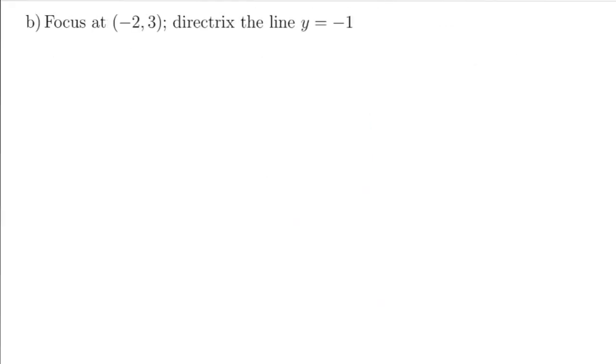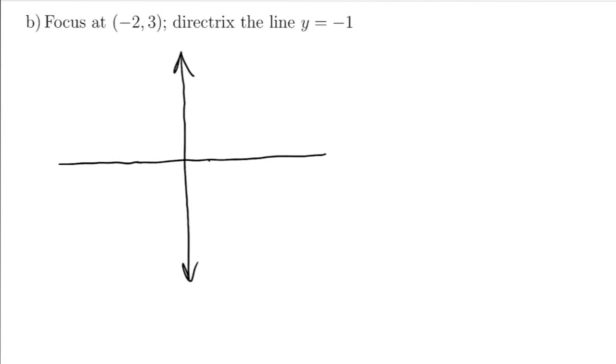So this time, instead of being given the focus and the vertex, we're just given the focus and the directrix. So let's see if we can use this information to find the equation for this parabola. So let me draw my y-axis here. Let me draw my x-axis here. And I'll go ahead and draw the line y equals -1. That's just 1 down here. And I've been using blue for the directrix, so I'll be consistent with that. So this is the line y equals -1.